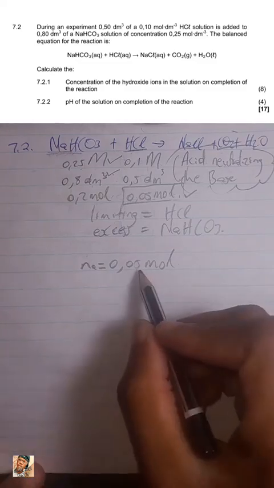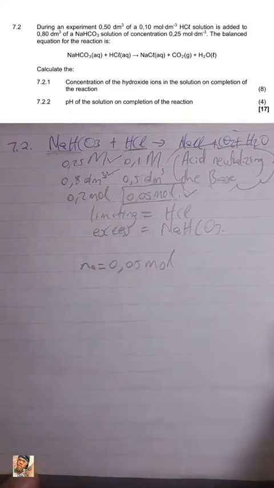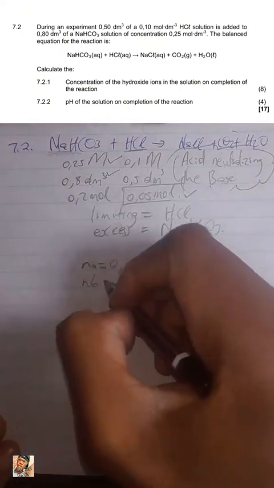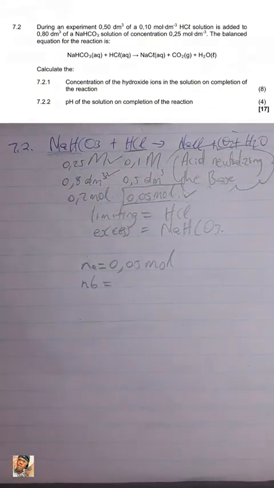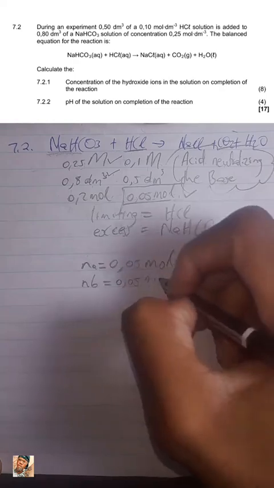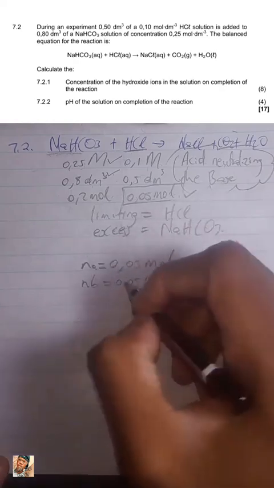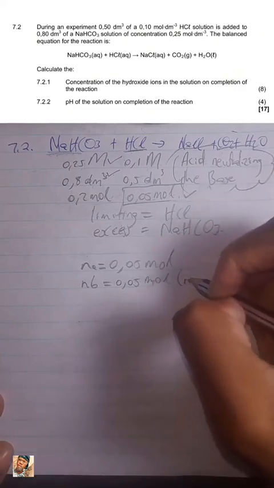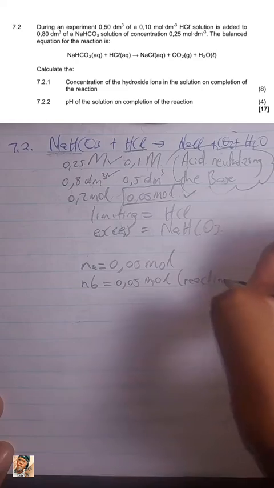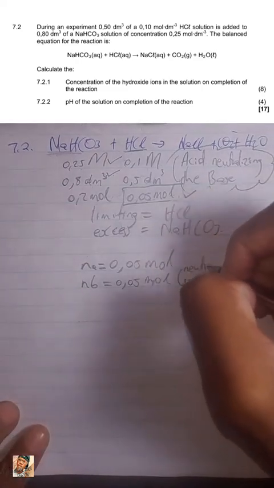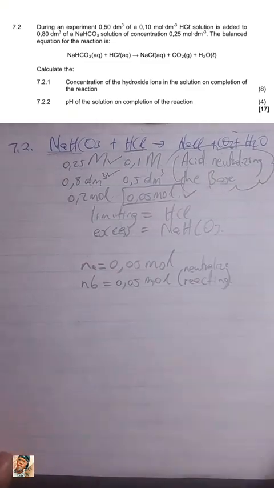So that means the number of moles of what? The number of moles of the base that are going to be neutralized, since the ratio is 1:1, is going to be the same. So the number of moles is also going to be 0.05 moles. So that means 0.05 moles of the base is the one that is going to be reacting, or the one that is going to be neutralized.